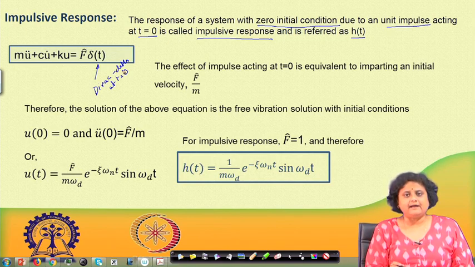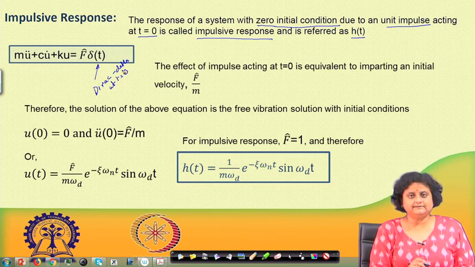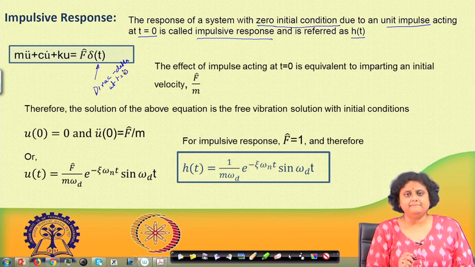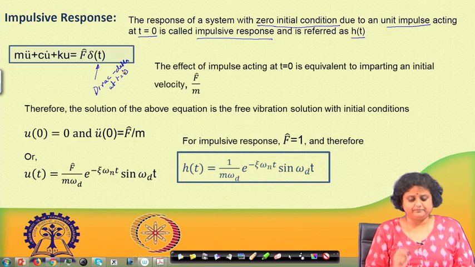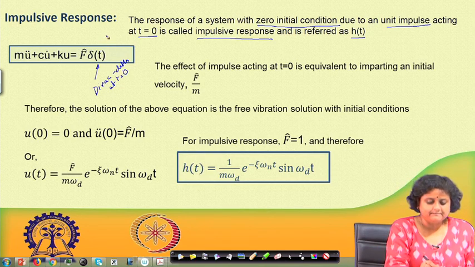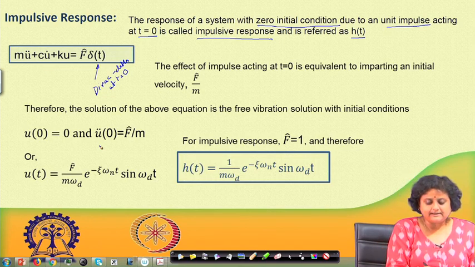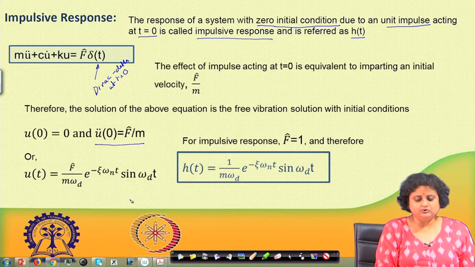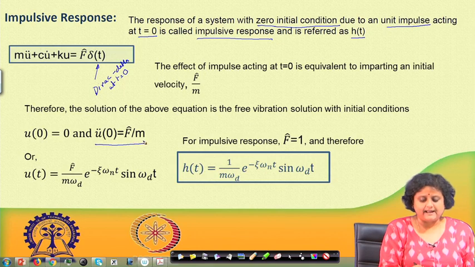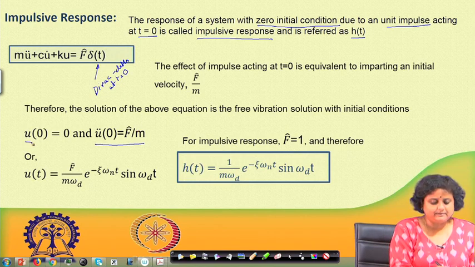Given this equation of motion, it has been observed experimentally and can also be derived numerically that the effect of an impulse load acting at t equals 0 on a single degree of freedom system, in this case, is that it gives the system an initial velocity u dot(0). In other words, the effect of this impulse load is imparting an initial velocity whose magnitude is F hat by m, m being the mass of the system, F hat being the magnitude of the impulse load, and the initial displacement is 0.